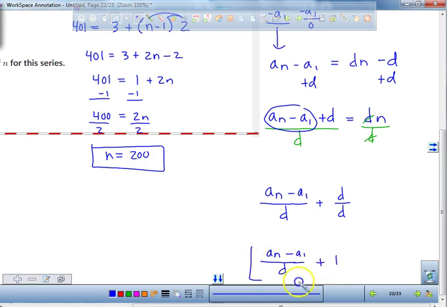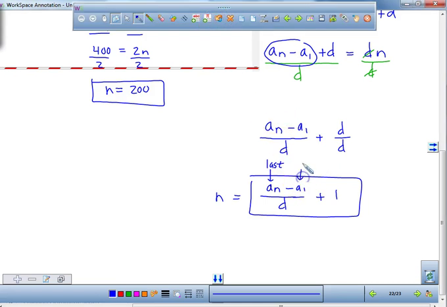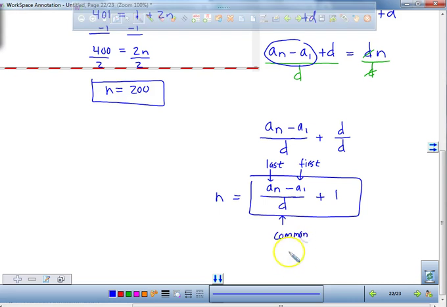Plus 1. Now I'm going to explain to you what this formula means. This will always equal your n value. Okay? So we're going to explain to you what this is. Ready? That is always going to be your last number. This will always be your first number. And this d value will always be your common difference. Okay, that'll be your common difference.